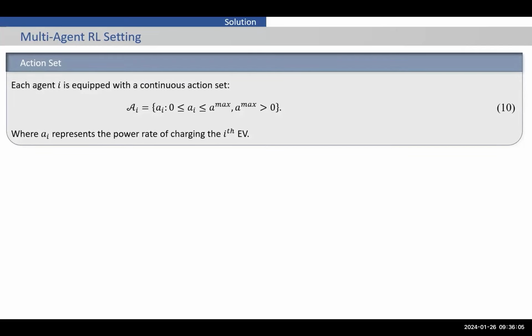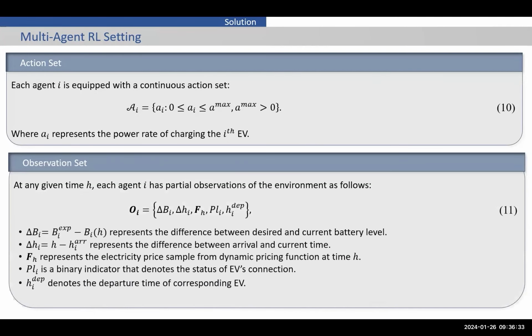So the thing right now I would like to talk about is to define what the actions are, what the observations are that we have from the environment, and what the reward function is. Each agent is equipped with a continuous action, and we call it a_i. And this a_i represents the power rate of the charging. So the power rate of charging at any given time is the action that the agent selects. And so these are the observations that we have from the environment.